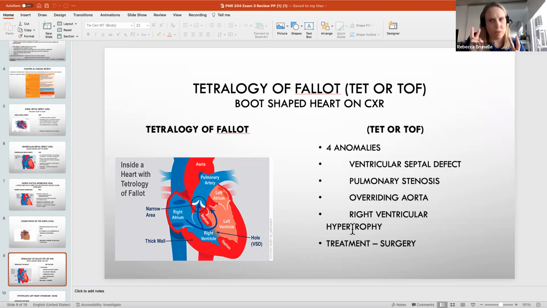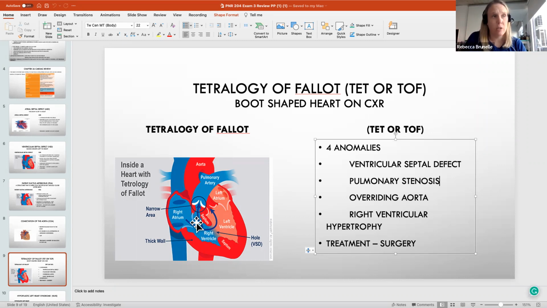So this is one of the cyanotic lesions, and remember, it has the pulmonary stenosis. So the blood's not able to get out very effectively on the right side to go to the lungs. So there's a priority nursing intervention for a TET spell, and it's always good to remember the things that are priority. Do you guys remember what you do when a child has a TET spell?